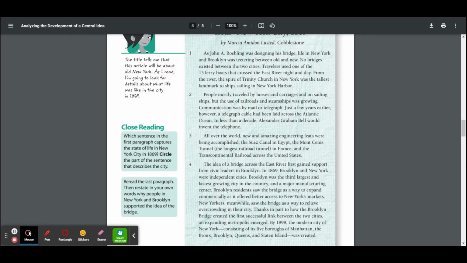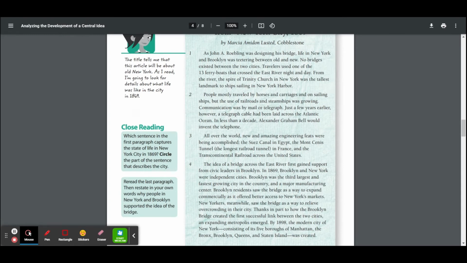So now we're seeing that by this bridge being created, it wasn't just convenience. It helped with the overcrowding of the little New York City area. It helped them get to the markets and expand commercially. And it created a metropolis between all of these five boroughs where they were connected into a city area. So the bridge was really important.